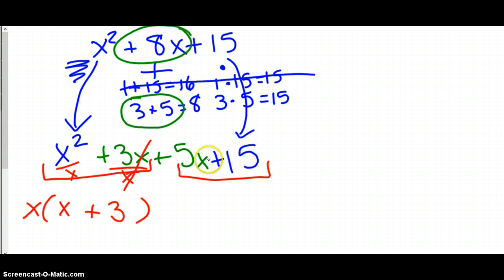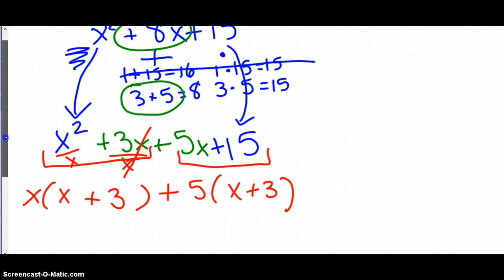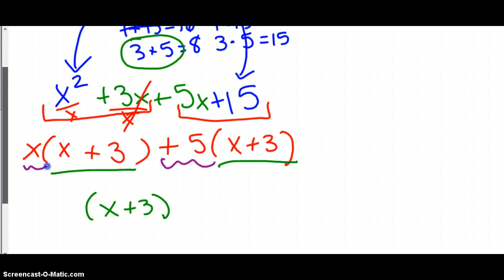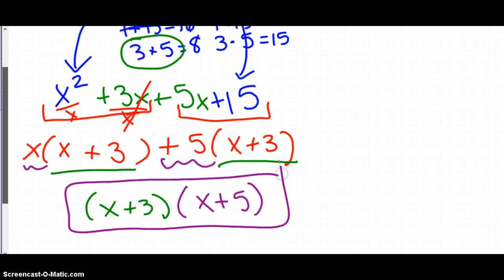If we have 5x and 15, the only number that divides into both 5 and 15 is 5. And from this, we can write our final answer. Notice that we have two matching pieces. Those matching pieces will only be written once. Then everything that's left over is what goes in the second parenthesis. We could check this and make sure it matches the original by multiplying it back out, but I'm going to skip that step.